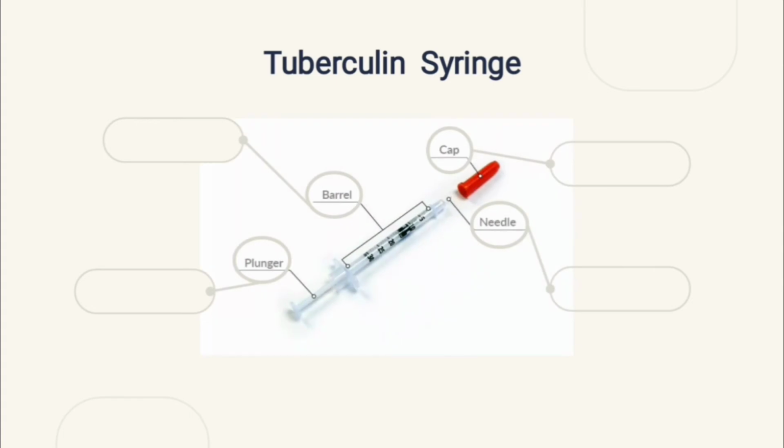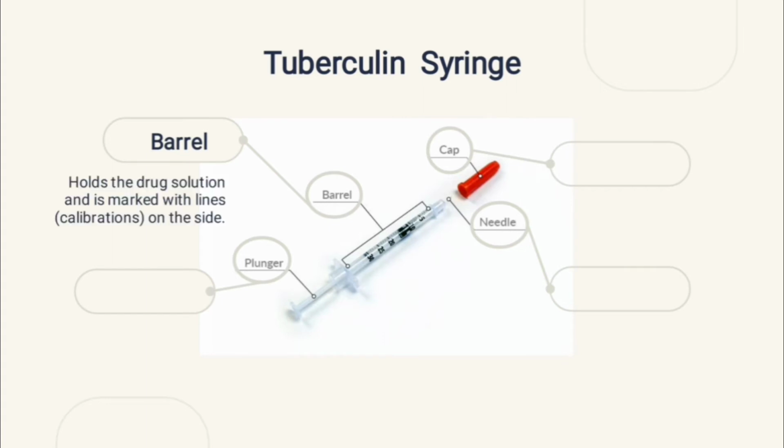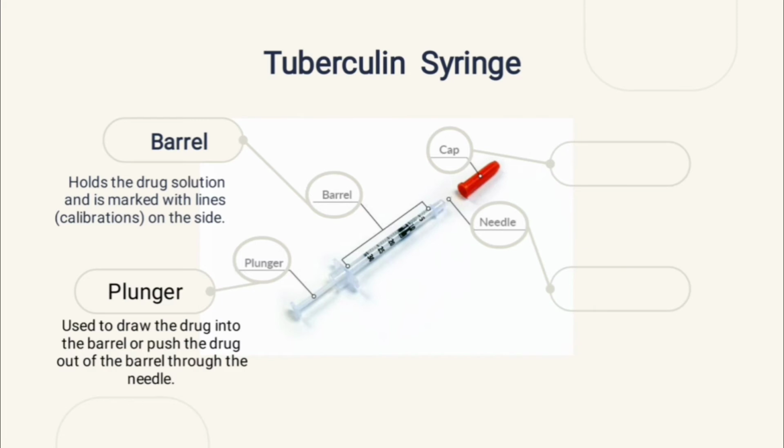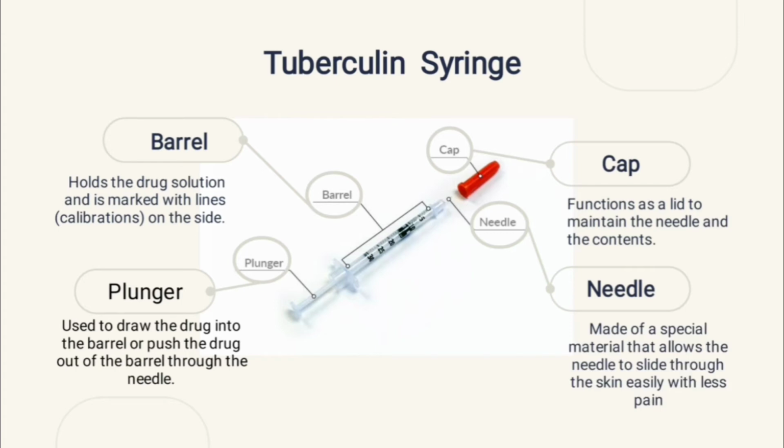The barrel is used as a reservoir, or it holds the drug solution and is marked with lines for calibration on the side. The plunger is used to draw the drug into the barrel or push the drug out of the barrel through the needle. The next is cap. It serves as a lid or a cover to maintain the needle and its contents. Next is the needle, made of a special material that allows the needle to slide through the skin easily with less pain.